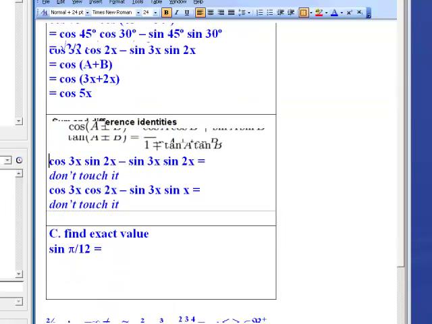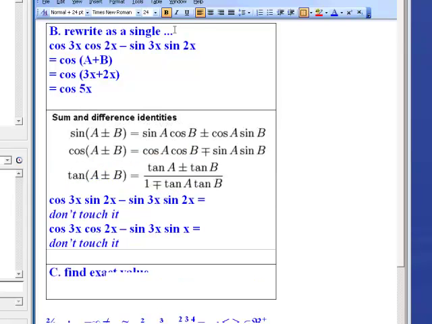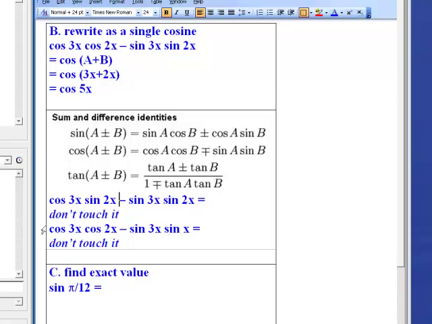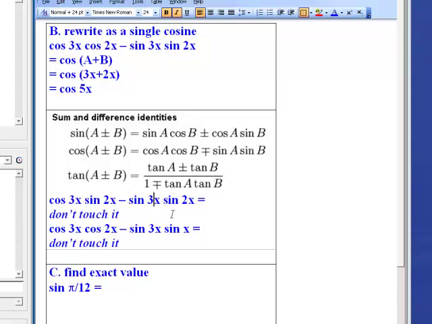Let's see, I think I finally got it. So the previous one, rewrite as a single cosine. Now this one here, cosine 3x sine 2x minus sine 3x sine 2x. Why do I say don't touch it? Because it doesn't match any of the patterns. It says cosine sine, sine sine. You don't see that. You see either cosine cosine, sine sine, or you see the mix as sine cosine, cosine sine, but not a double mix like this. So don't touch this.